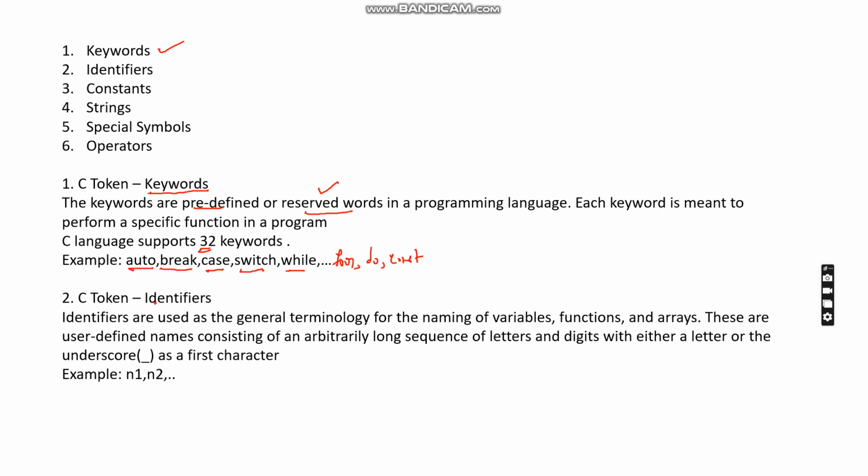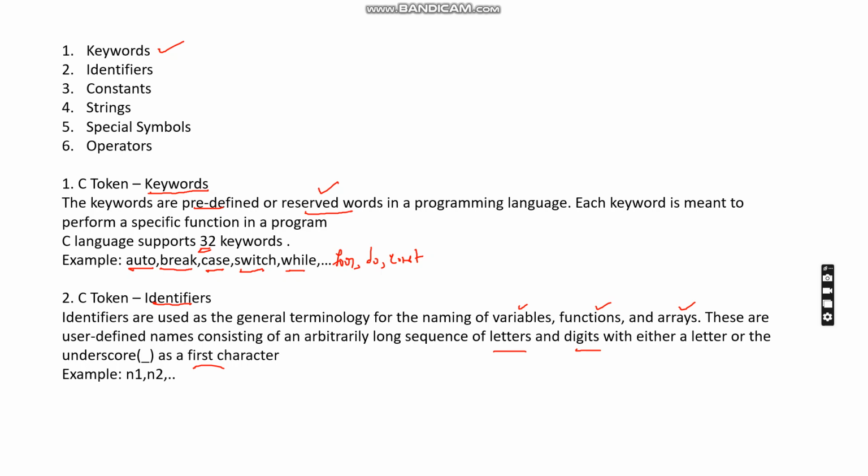Next, the second one is the identifiers. The identifiers' main duty is to give names to a variable, or a function, or an array. To give the names of any one of these things, we have to learn about the identifiers. Identifiers contain letters and digits, with either a letter or the underscore as the first character.